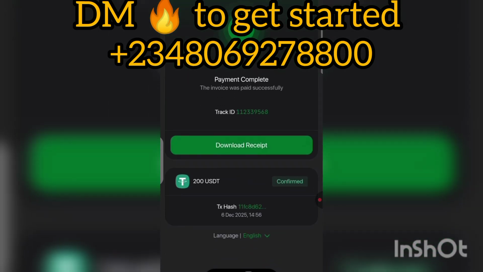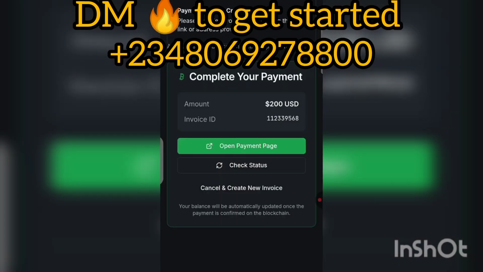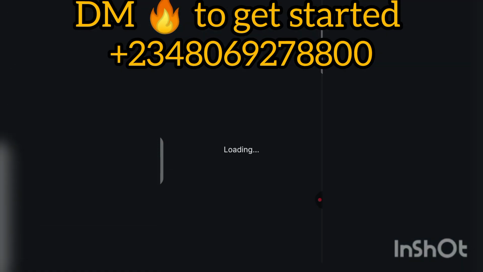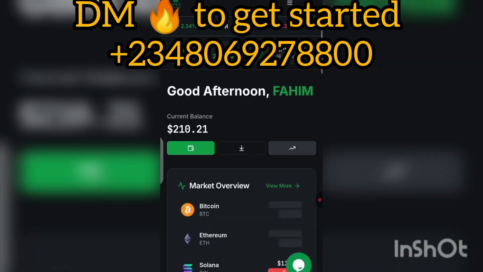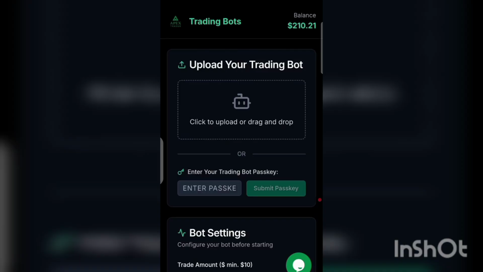You can see I now have 200 USDT here. The next thing which we are going to do is to use this particular money to do what? To trade. So now let's go to my account. You can see I've refreshed the account. I now have 210 USDT. The next thing for me to do is to bind this particular wallet because I just made a deposit, so I will need to bind this particular wallet.